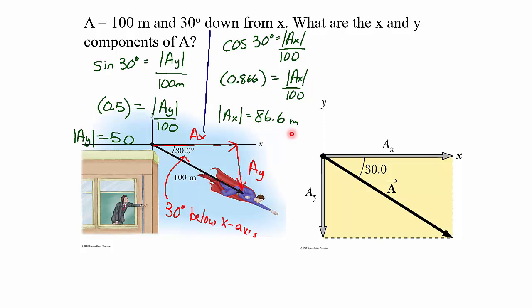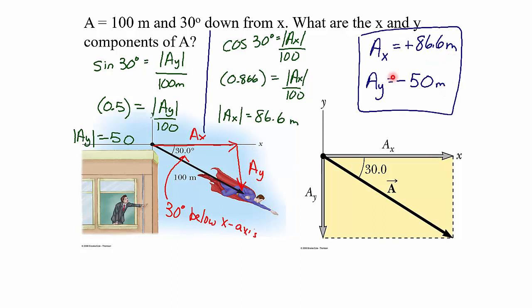But I said that the components could be negative. So looking at this, the x component is to the right. So that component is going to be positive. But this y component points down. And so my y component is going to actually be negative 50 meters. So he flew 86.6 meters to the right, and then he flew 50 meters down, or he flew 50 meters in the negative y direction. So the x component was positive 86.6 meters, and the y component was negative 50 meters.